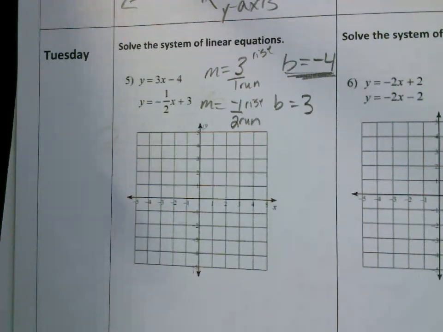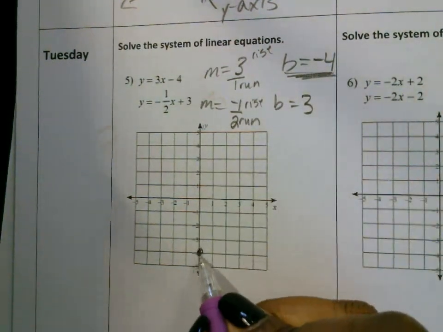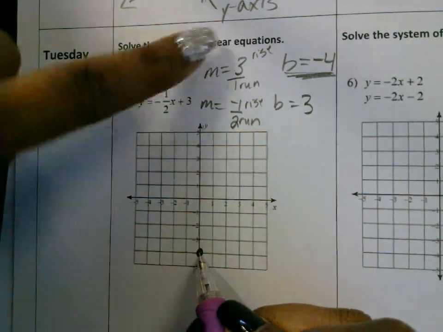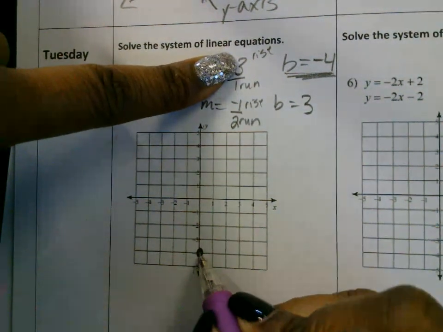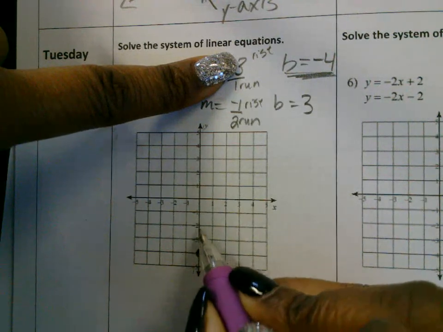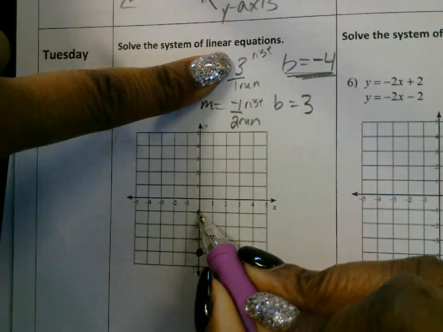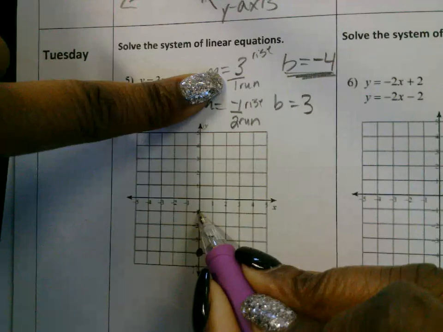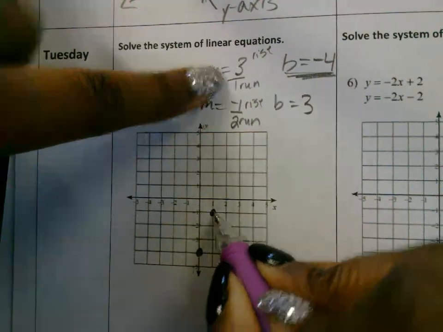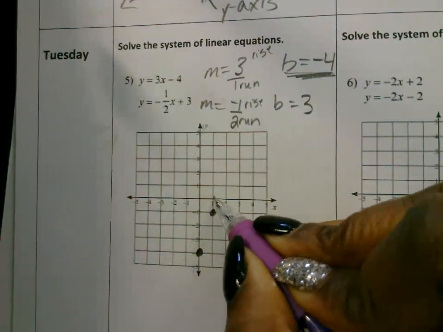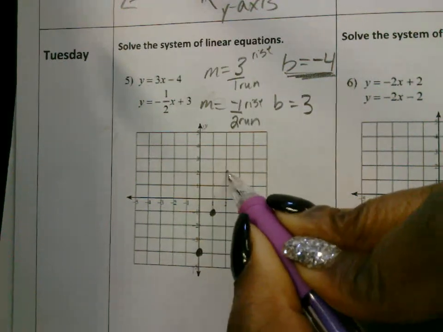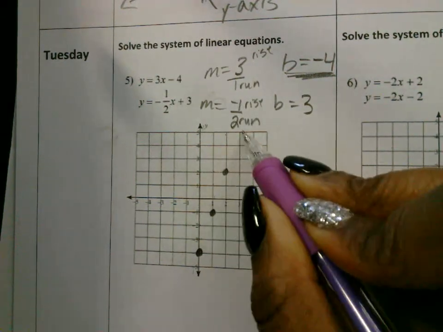Okay, so now we're going to take rise over run. We're going to put our pencil on that point and we're going to count rise over run. So -4 is right here. Our rise is +3, so let's go up 3. 1, 2, 3. +1 is to the right 1. Put your point here. We're going to do it again. Go up 1, 2, 3, to the right 1.